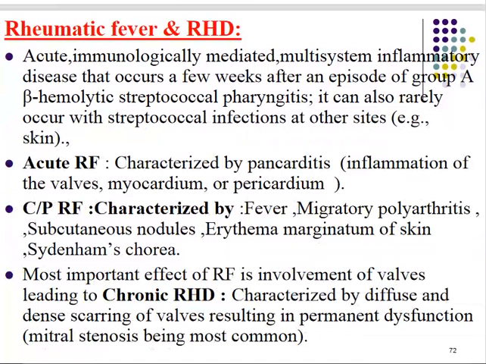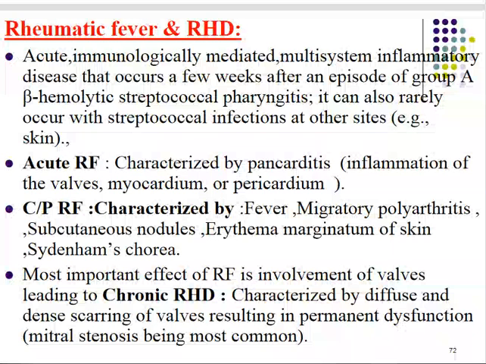Rheumatic fever and rheumatic heart disease. Rheumatic fever is an acute immunologically mediated multisystemic inflammatory disease that occurs a few weeks after an episode of group A beta-hemolytic streptococcal pharyngitis. It can also rarely occur with streptococcal infection of other sites, like the skin.